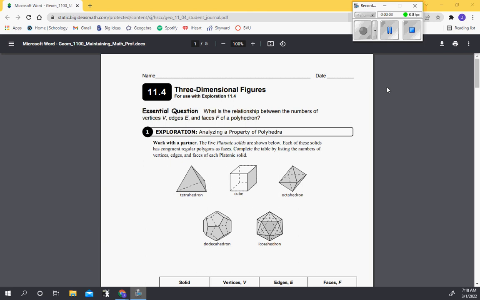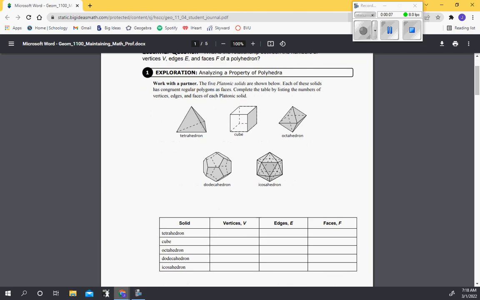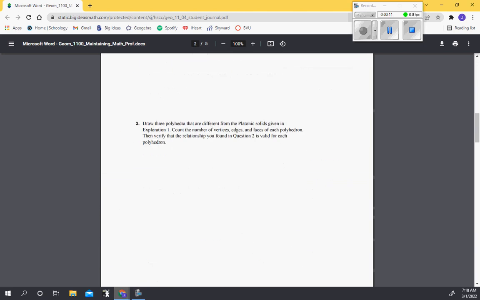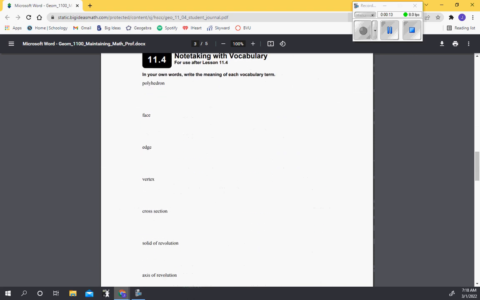11.4 is talking about three-dimensional figures. As you see below here, these are all three-dimensional figures. I want to start on page 331 with our definitions.